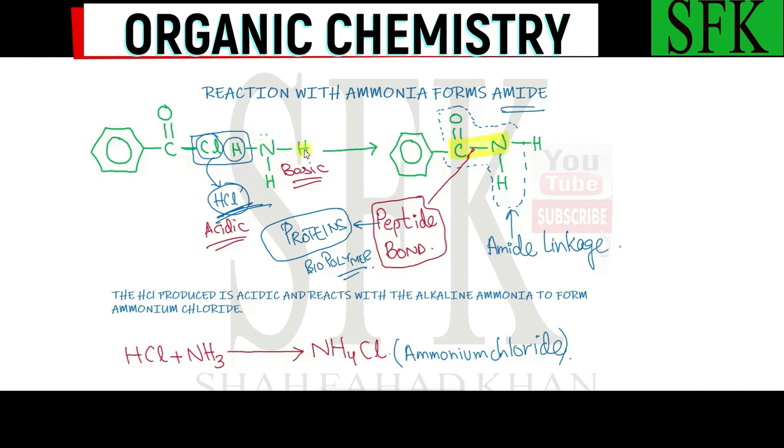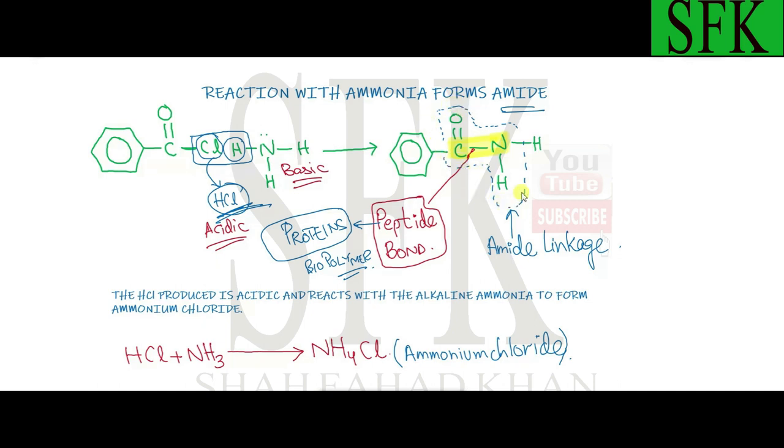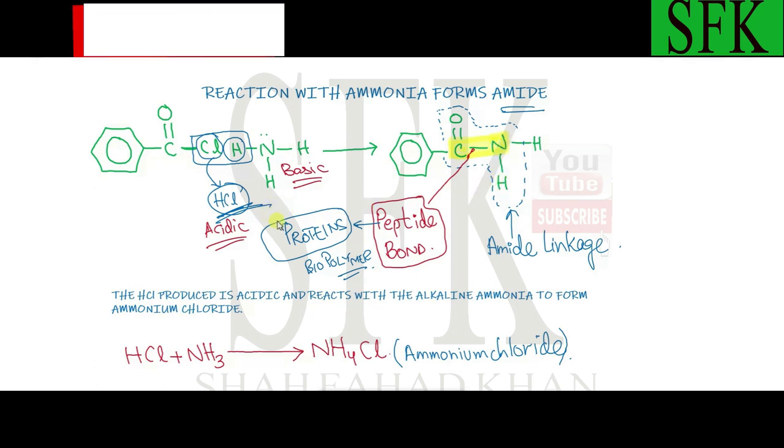So the remaining structure remains the same. Only the hydrogen and chlorine are removed, and the two reactants combine forming our product. This carbon nitrogen bond over here is known as the peptide bond, and this is the bond which is present in proteins, the biopolymer protein. The dotted part represents the amide linkage. The carbon double bonded oxygen will attach to a nitrogen and a hydrogen.